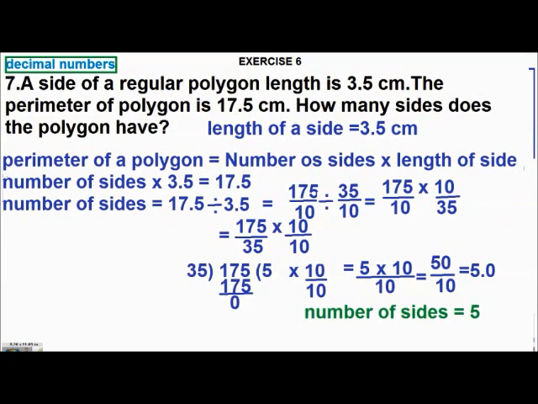Length of a side of a polygon is equal to 3.5 centimeters. And perimeter of the polygon is equal to 17.5. Perimeter of a polygon is equal to number of sides into length of side. So number of sides into 3.5 becomes 17.5. Now number of sides is equal to 17.5 divided by 3.5. That becomes 175 by 10 divided by 35 by 10. That is 175 by 10 into reciprocal of 35 by 10. That is 175 by 10 into 10 by 35. After the division we will get 5. Number of sides is equal to 5.